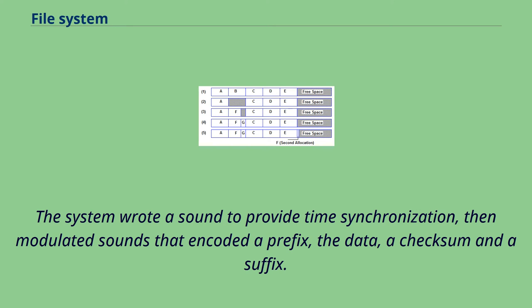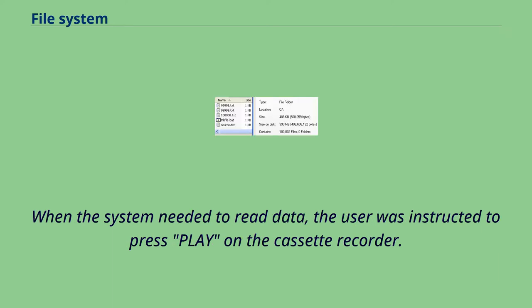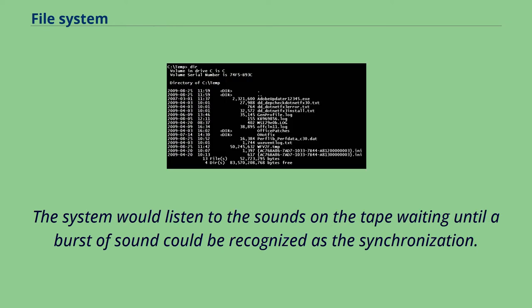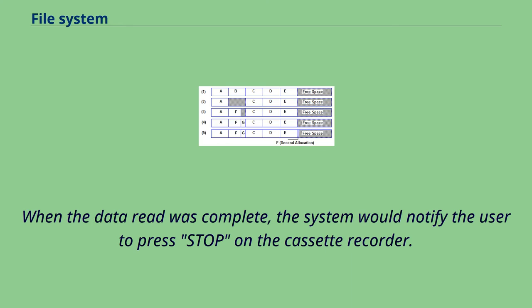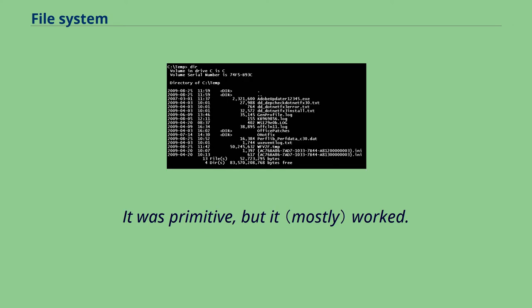The system wrote a sound to provide time synchronization, then modulated sounds that encoded a prefix, the data, a checksum, and a suffix. When the system needed to read data, the user was instructed to press play on the cassette recorder. The system would listen to the sounds on the tape, waiting until a burst of sound could be recognized as the synchronization. The system would then interpret subsequent sounds as data. When the data read was complete, the system would notify the user to press stop on the cassette recorder. It was primitive, but it worked.